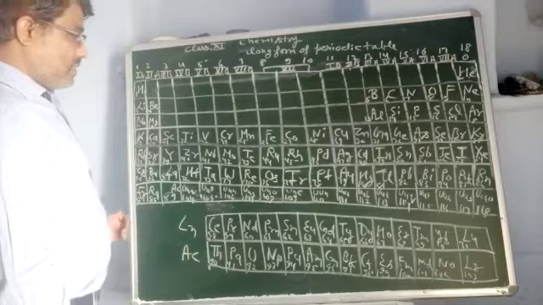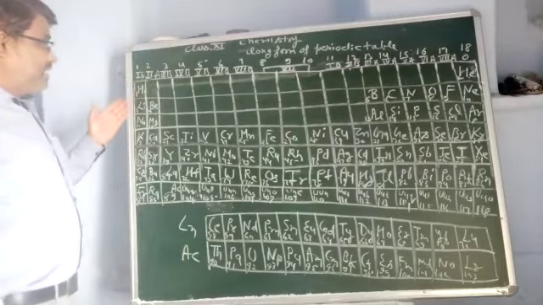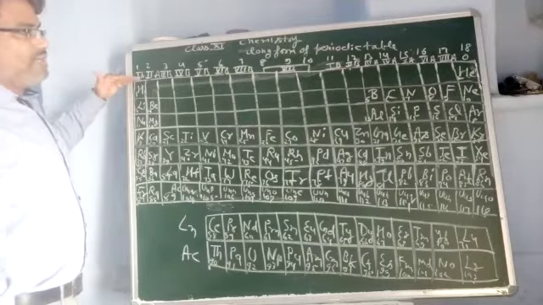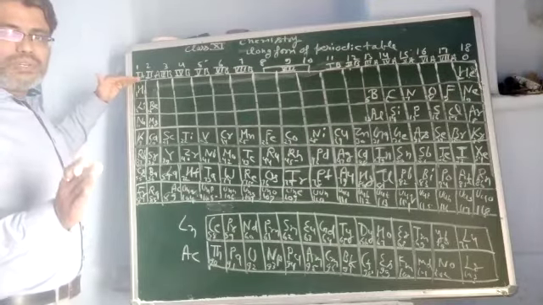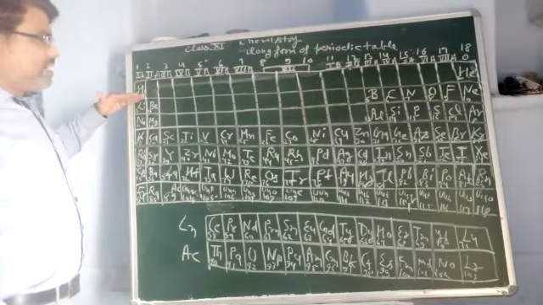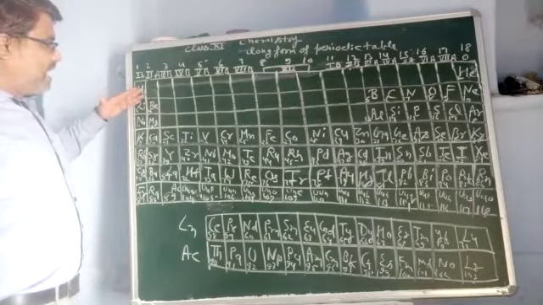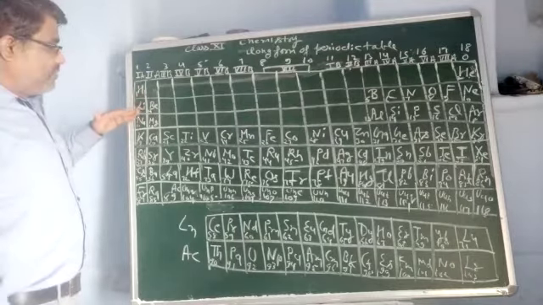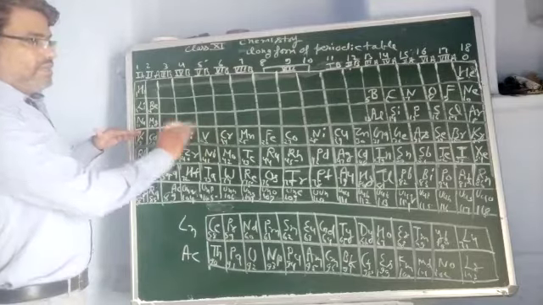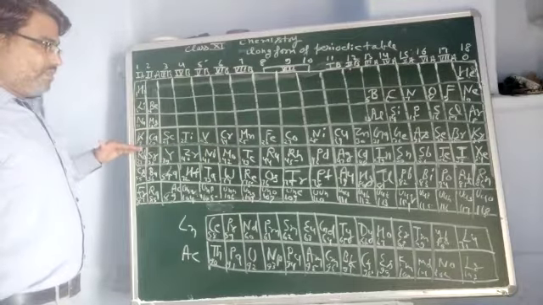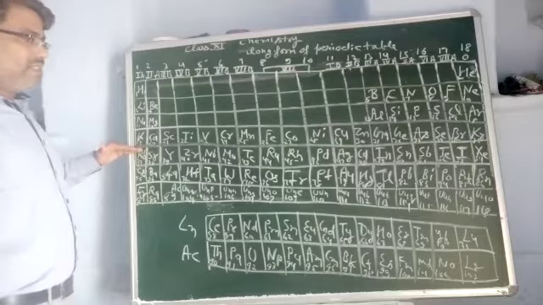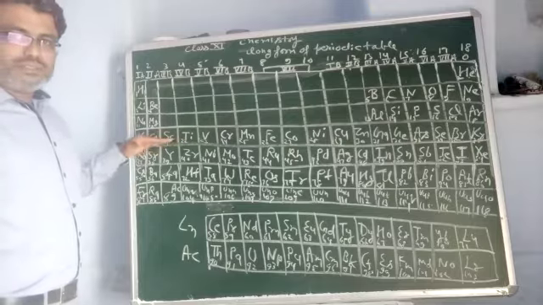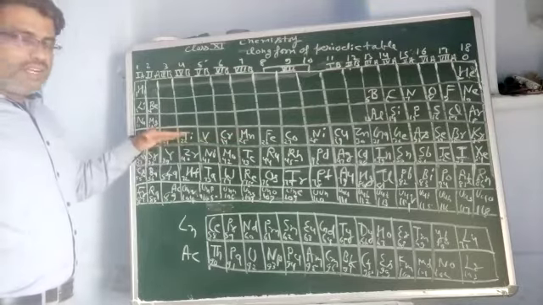Now, if you see period wise, in the first period we have only 2 elements, hydrogen and helium. So it is a very short period, you can say. Then in the second and third periods, we have 8 and 8 elements. Then in the fourth we have 18 elements, and then in the fifth we have again 18 elements. They are, you can say, large or long periods in which we have 18 elements.